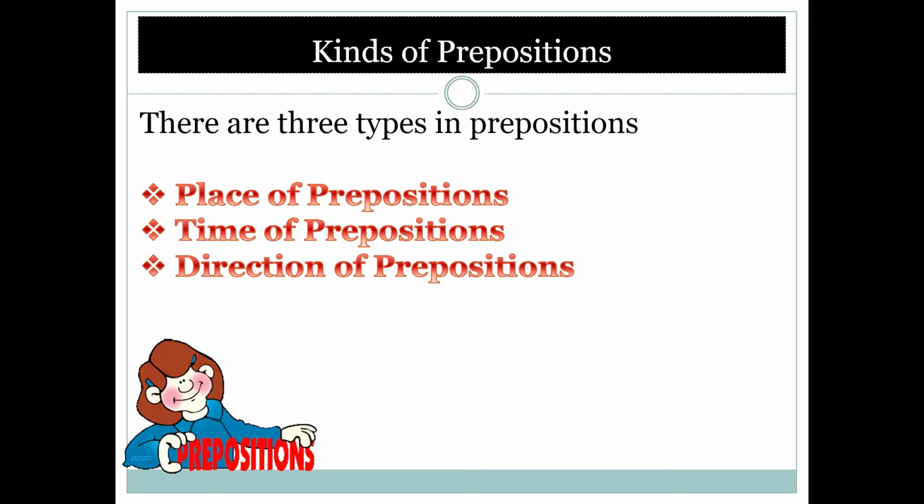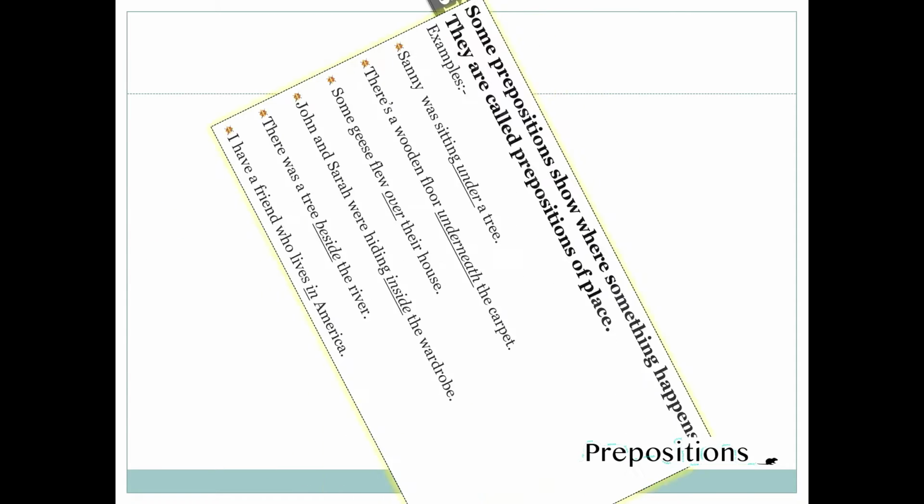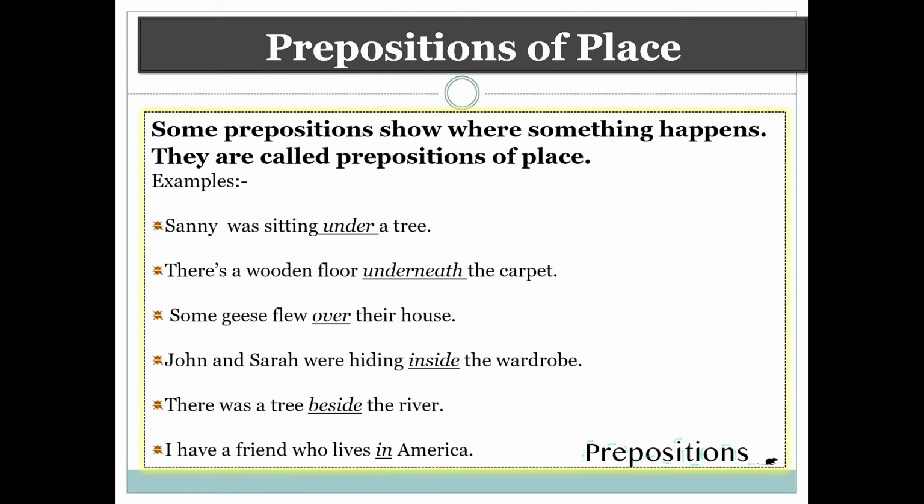Here are some kinds of prepositions. There are three types of prepositions, which are prepositions of place, prepositions of time, and prepositions of direction. First of all, prepositions of place. Some prepositions show where something happens. They're called prepositions of place.